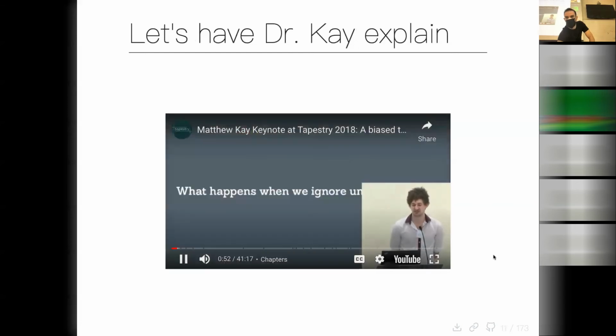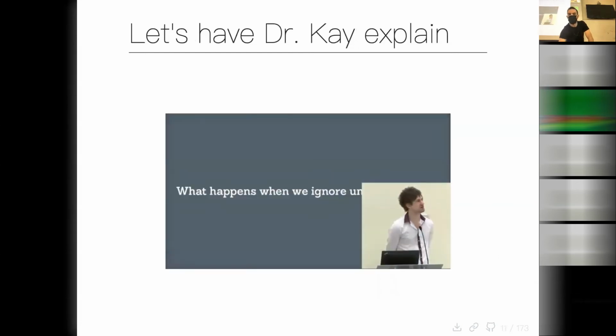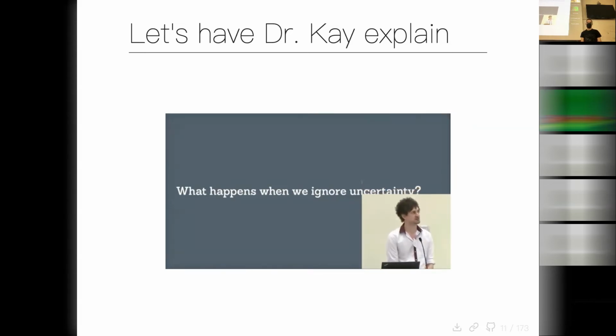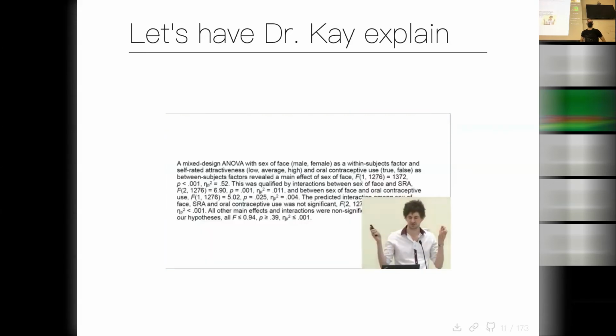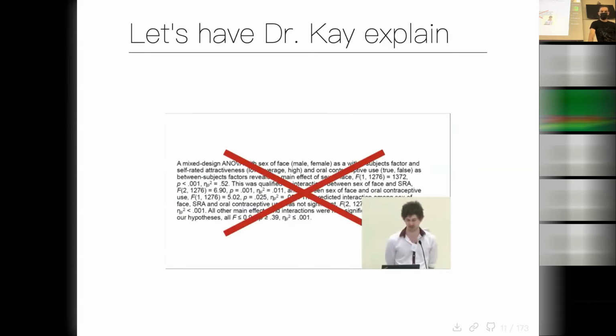I'd like to start with this question, which is what happens when we ignore uncertainty. This is one of my favorite examples of an uncertainty visualization. This is from a scientific paper. This is actually from recommendations for how scientific papers should be written. A mixed design ANOVA with sex of face as a within subject factor and self-rated attractiveness and oral contraceptive use as between subject factors revealed a main effect of sex of face, F of 1, 1276 equals 1372, P of less than 0.00, no thanks.